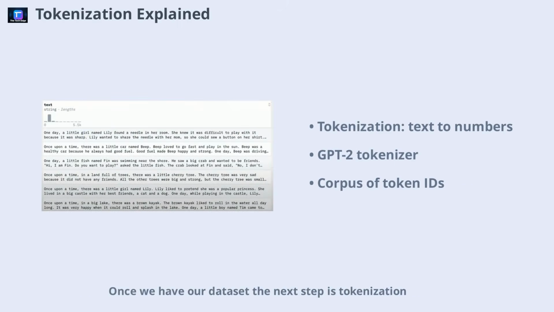Once we have our dataset, the next step is tokenization. Tokenization is the process of converting raw text into numerical tokens that a model can understand. For this SLM, we use the GPT-2 subword tokenizer, which breaks down text into smaller pieces and assigns each a unique ID. Each story is transformed into a sequence of token IDs, and these are stored in a dictionary format. This conversion is crucial because neural networks operate on numbers, not words. After tokenization, all token IDs are merged into a large corpus, ready for efficient storage and processing.